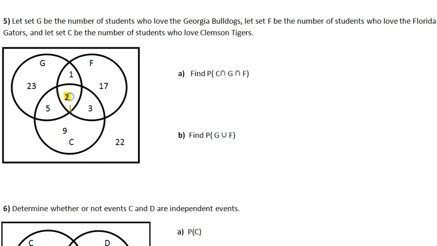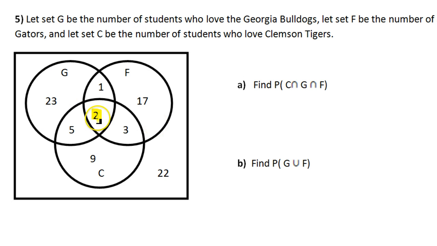This 2 represents the students who love all 3 teams. So as far as probability, it's going to be target over total. So it's going to be 2 over the total. For the total, we need to add up all of these numbers, including the 22. So let's figure out what that is.